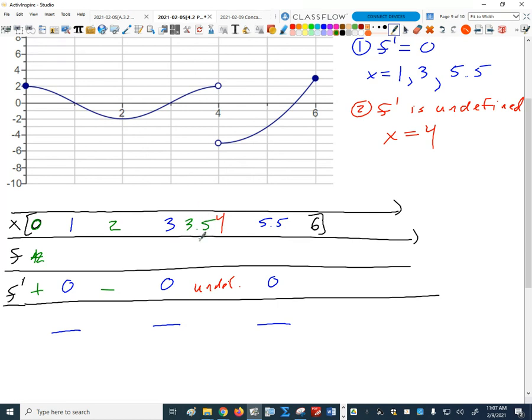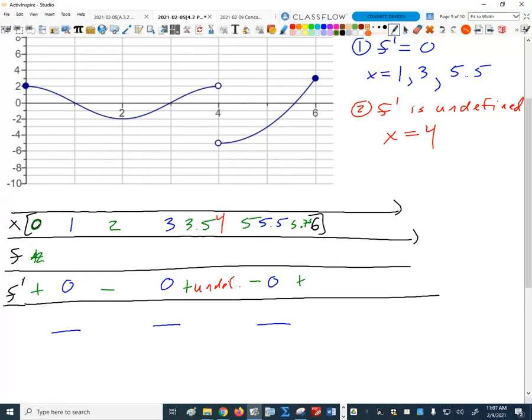Well, at 3.5, everybody agree that it looks like the derivative is positive. Now we need one between 4 and 5.5, so what about 5? At 5, it looks like the derivative is negative. And then something between 5.5 and 6. How about 5.75? Looks like it's positive there, right?